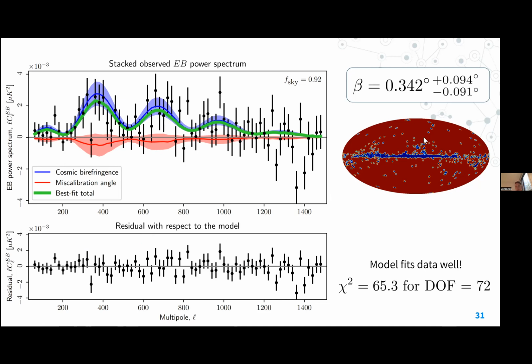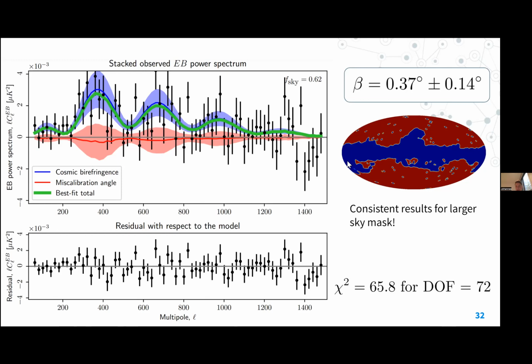So far I've only talked about this full sky, or nearly full sky, measurement of the cosmic birefringence. We also tried a much bigger mask than this. So we tried something that looks more like this. As I said, we are neglecting the blue part of this mask. And by doing the same kind of analysis, we measure the same value, but with bigger error bars, as would be expected since you are looking at less data.